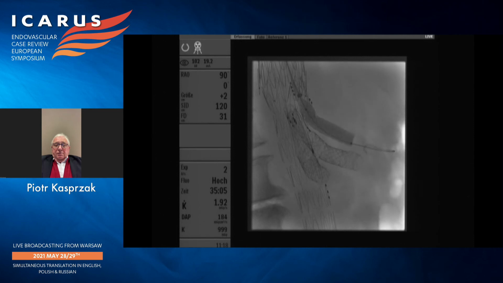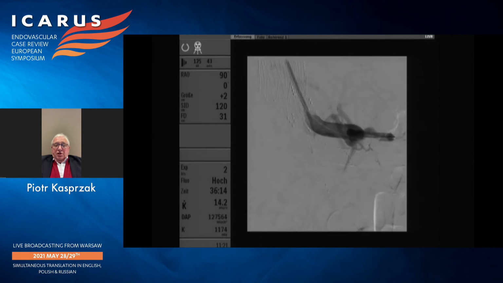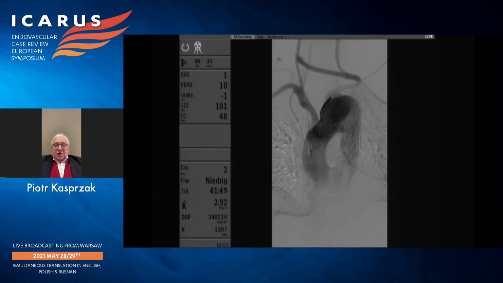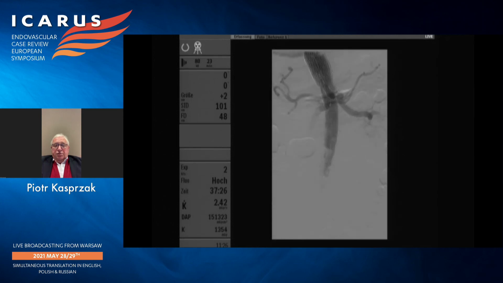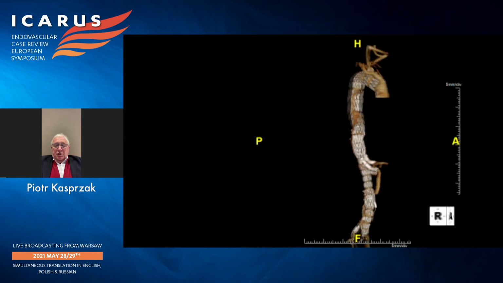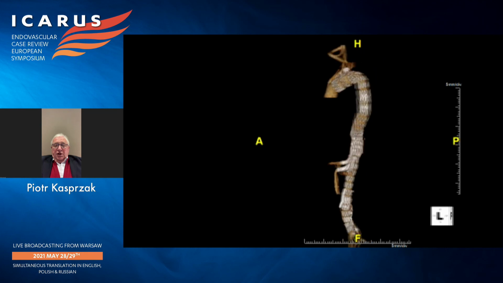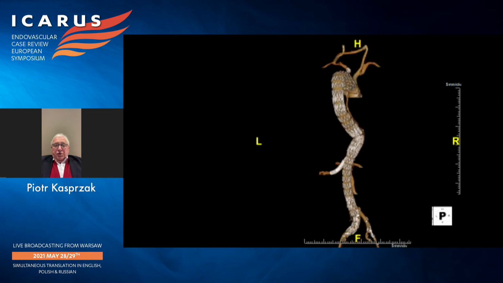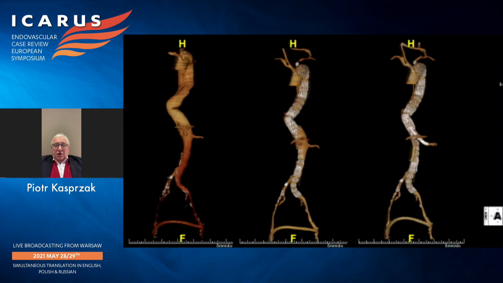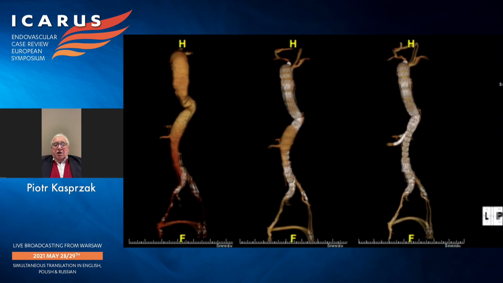Extension to the celiac with another 2 big graft plus. This is the control with the proximal TAAA and the branching of the supra-aortic vessels. This is the branched part and the control CTA with a complete exclusion of the thoraco-abdominal aneurysm.